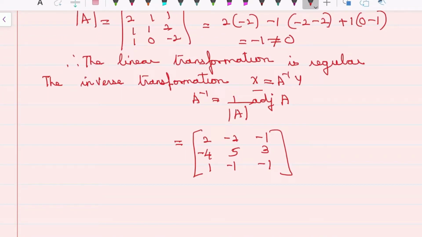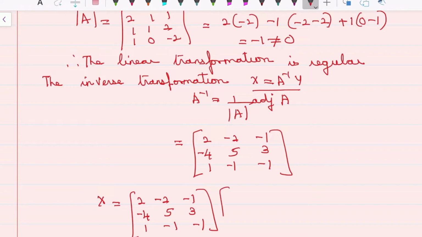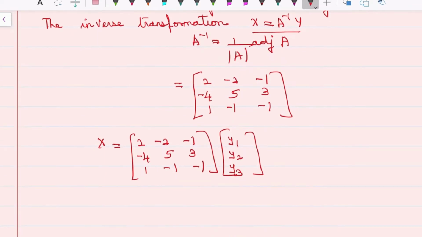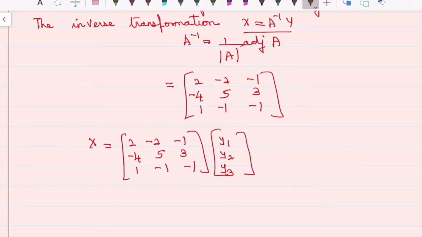So coming to the fact that X equal to A inverse Y, X will be A inverse, which is [2 -2 -1; -4 5 3; 1 -1 1], multiplied by Y, which is [y1 y2 y3]. And when you simplify, this is basically X, which is [x1 x2 x3].